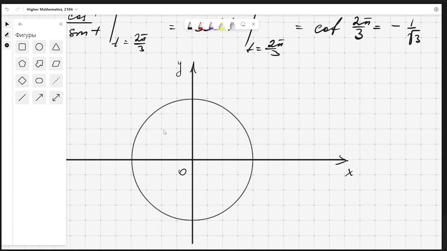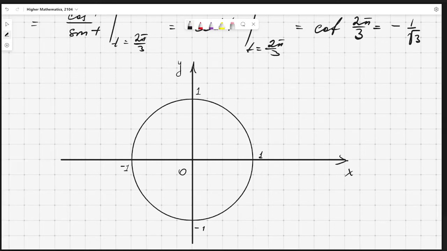This is line. Y is sine of x, and x is cosine of t. 2 pi over 3 is this.